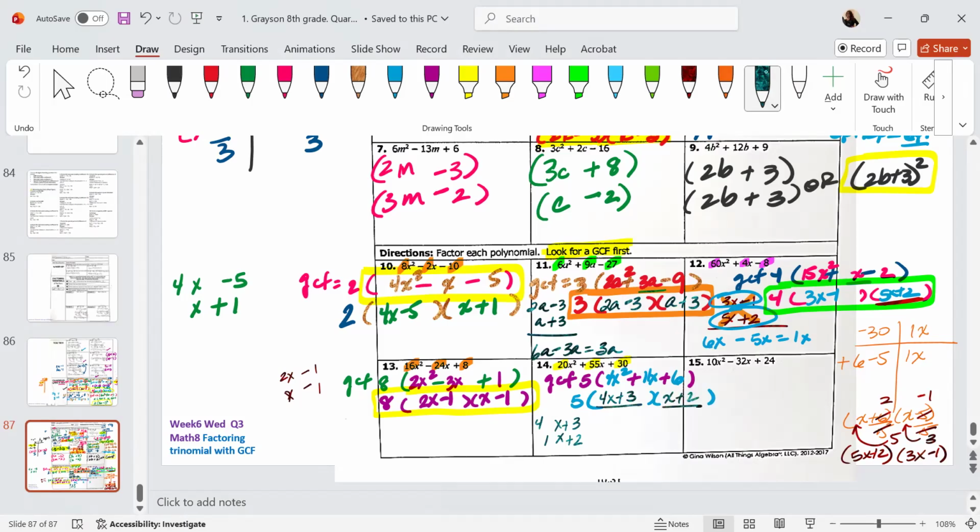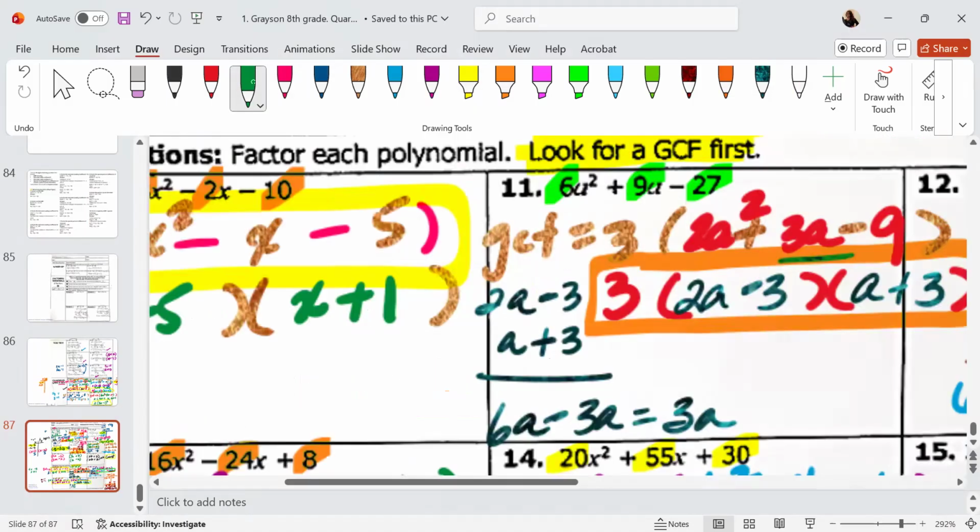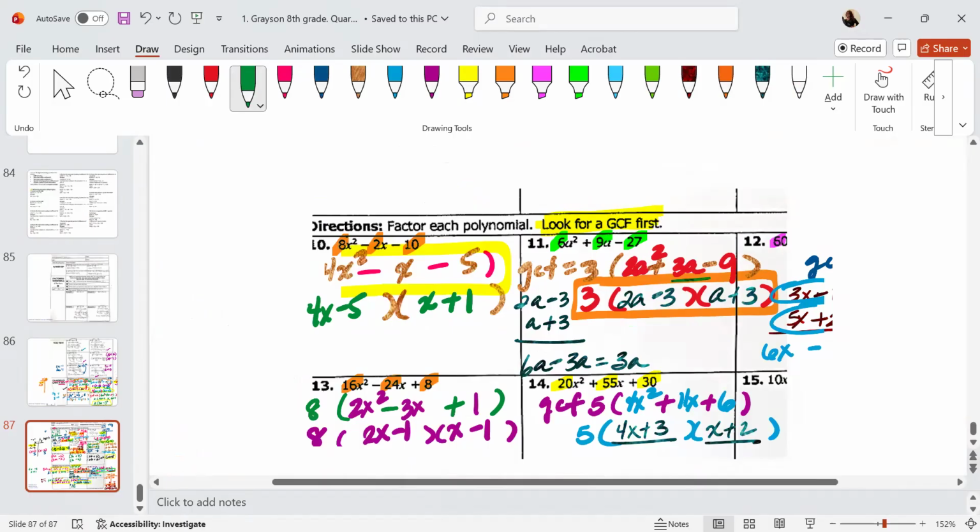Whatever you put in here, you need to FOIL it to make sure you get to the right answer, okay? So this is your answer right here. Do you have that? If you don't have it, write down the right answer and then practice it at home when you have the time, okay? So copy that part down.